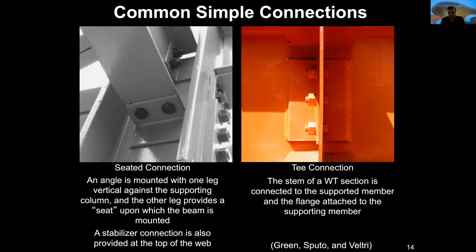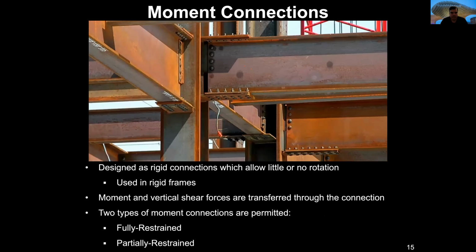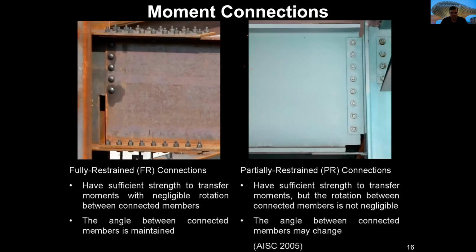We have a WT section that is connected, I mean an I-beam that is connected to the supported member at the flange. Here we have a moment connection. All three members are connected. That is for rigid frames, which are fully restrained, and it can be partially restrained. Here we have a fully restrained connection. All three members are connected. This one is partially restrained because we have a connection in the lower part and in the web area.